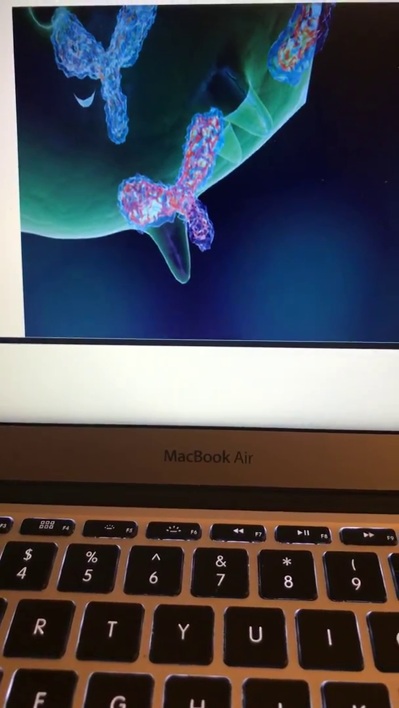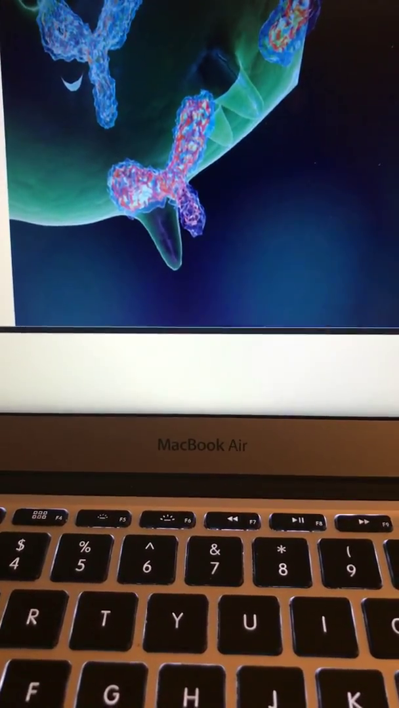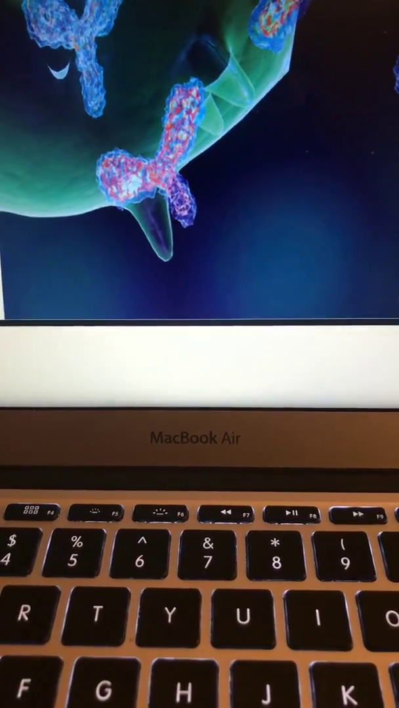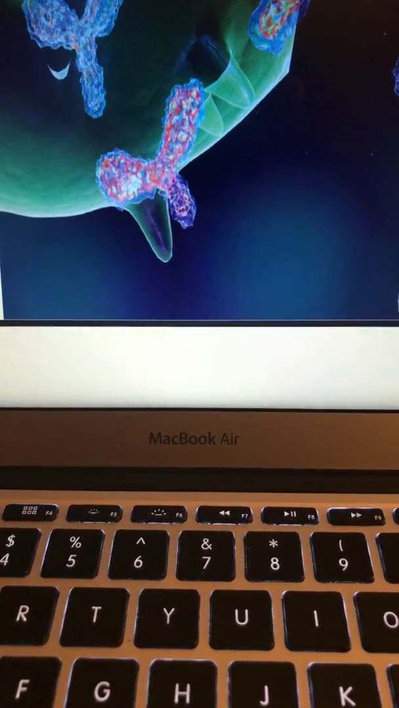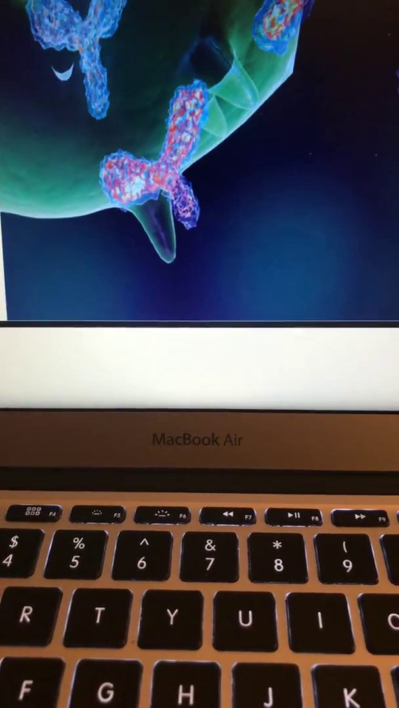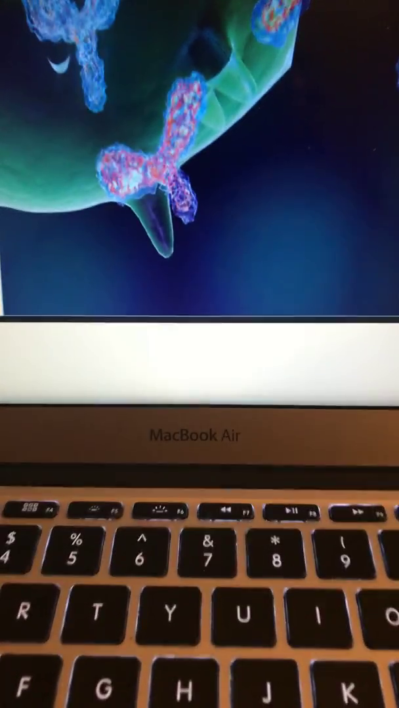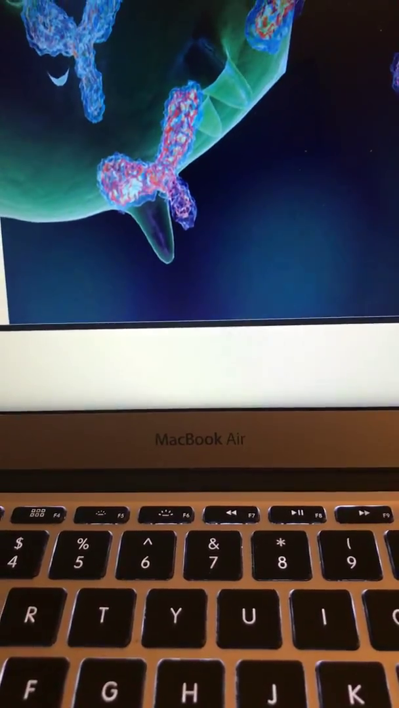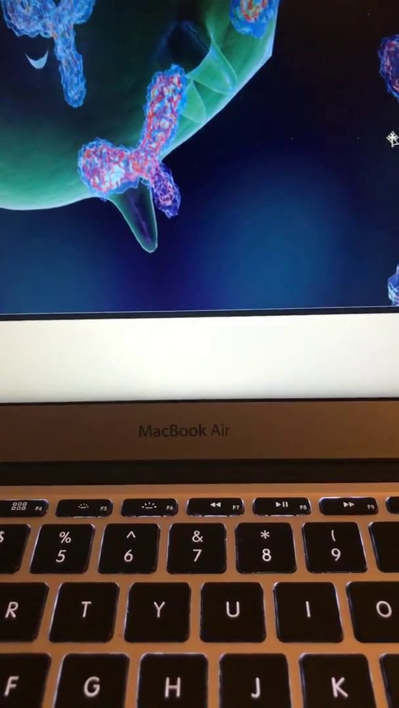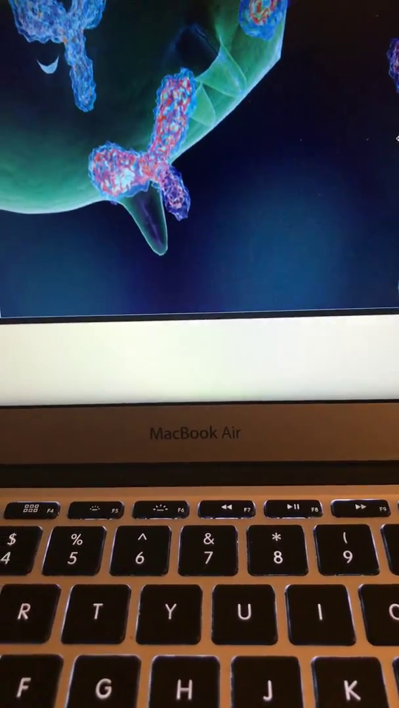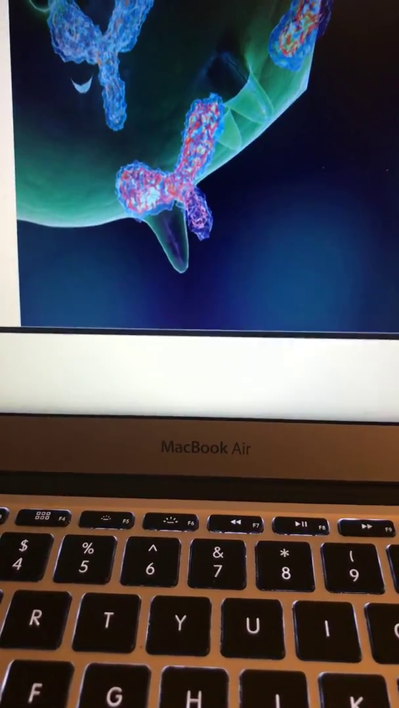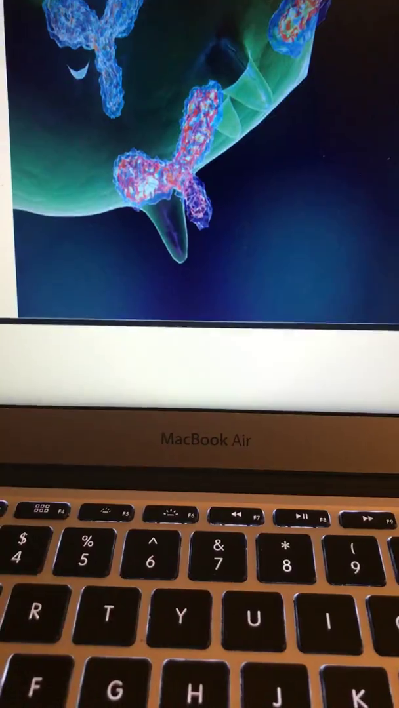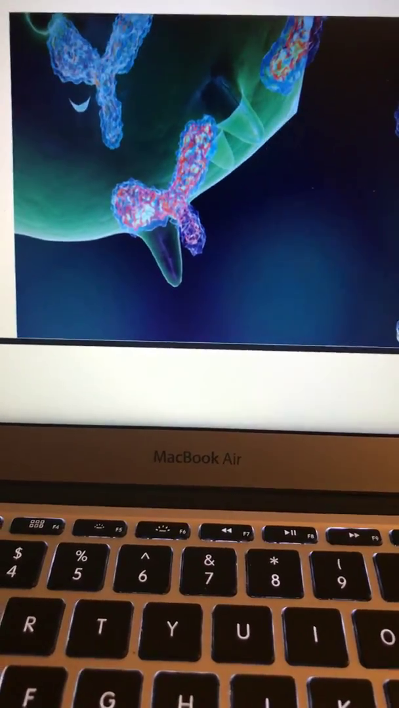So to start off, antibodies are immunoglobulins, and they're used by the immune system to neutralize the pathogens that are entering into the body. They're part of what helps fight off any foreign pathogens that may come into our bodies.